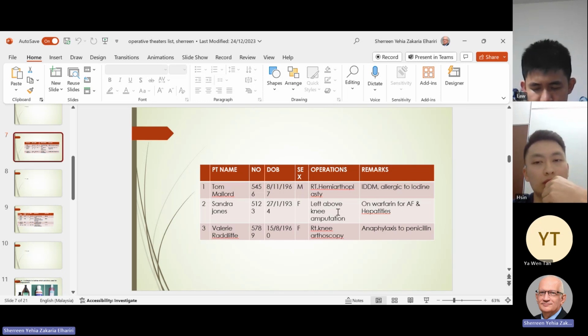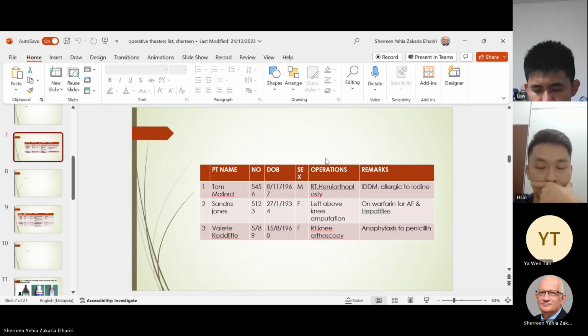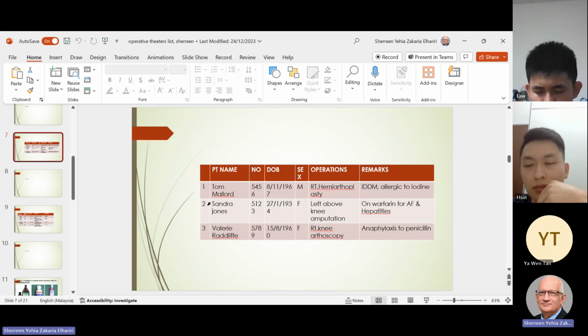This is not an emergency operation. So what shall we do in preparation of this patient? And what is your guide? For example, to follow up a patient on an oral anticoagulant, by what test? If the patient is on an oral anticoagulant, we follow up by INR.